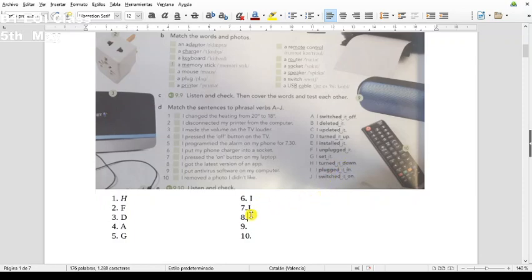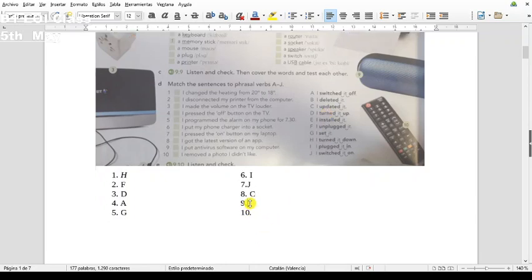8. C. I got the latest version of an app. I updated it. 9. E. I put antivirus software on my computer. I installed it. 10. B. I removed a photo I didn't like. I deleted it.